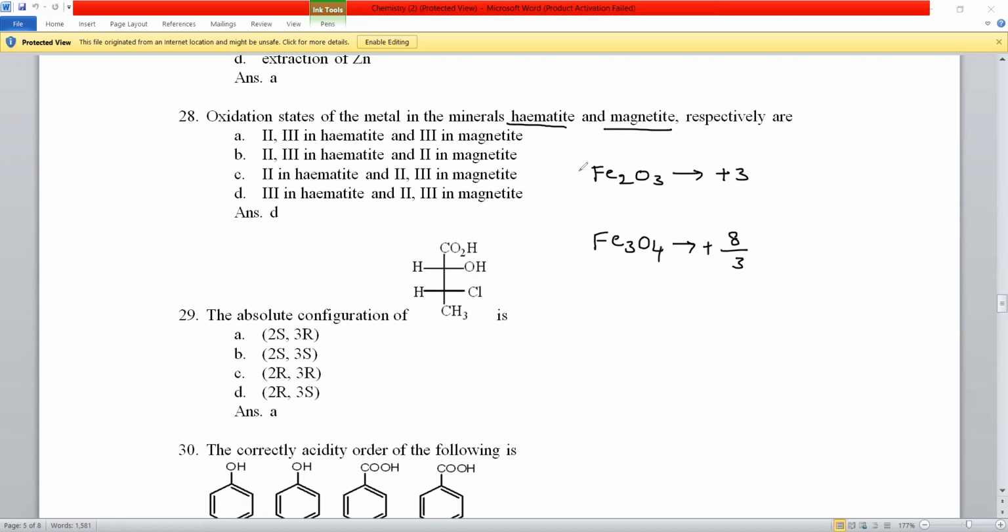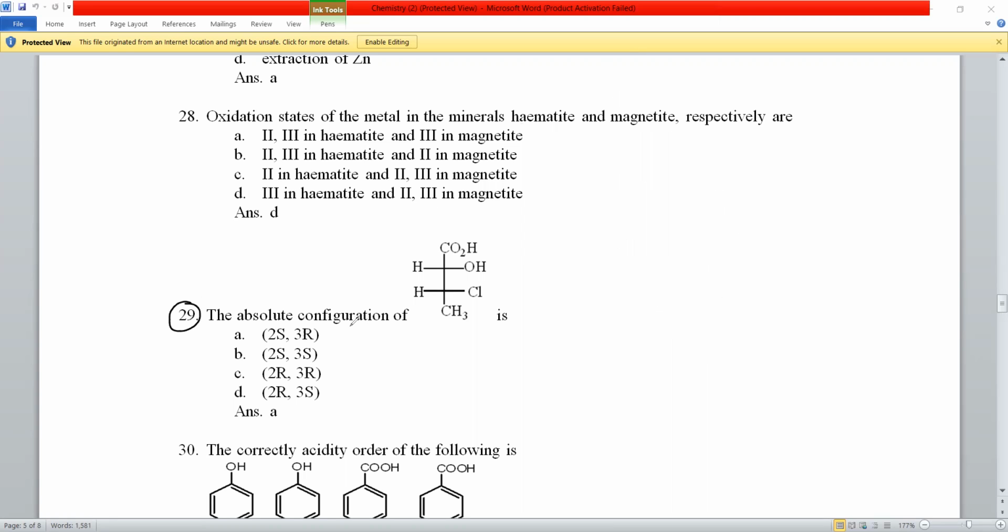So in hematite, both irons will be in the +3 state, but in magnetite there is a difference. What is that? 2 iron atoms are present in the +3 state, and 1 iron atom is present in the +2 state. So that's why 2 into +3 is 6, plus +2, total 8/3 we are getting. So check option D: in hematite +3 oxidation state, in magnetite +2 and +3 oxidation states are there. Option D is the correct one.